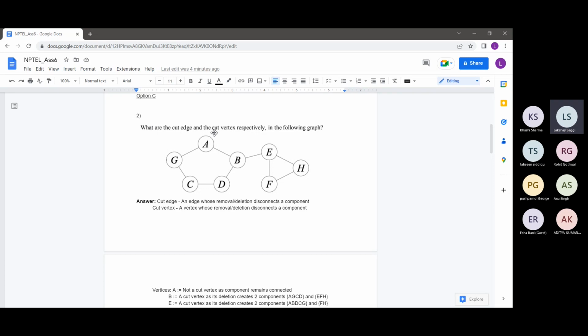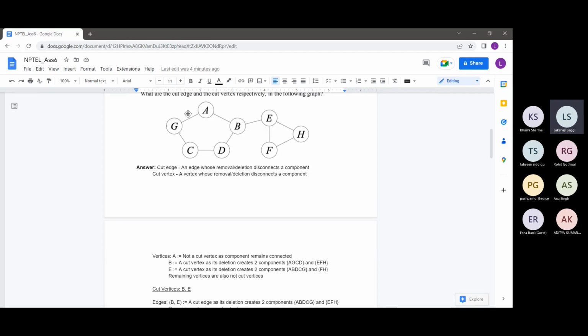This question was asking what the cut edges and cut vertices are in the following graph. So here for cut edges, I told you that you can just remove every edge at a time and check whether the remaining component is connected or not. But going by the logic of the question I just asked earlier, any edge which belongs to a cycle, its deletion won't affect the connectivity of the graph. The graph still remains connected.